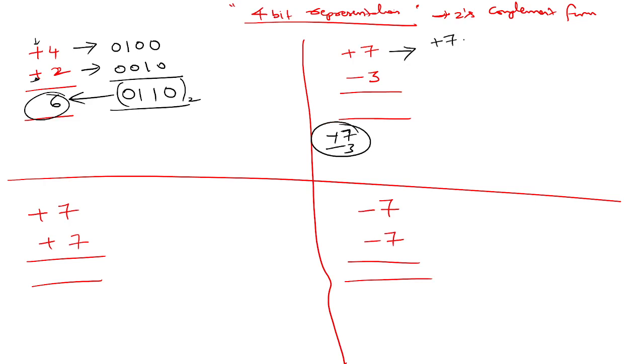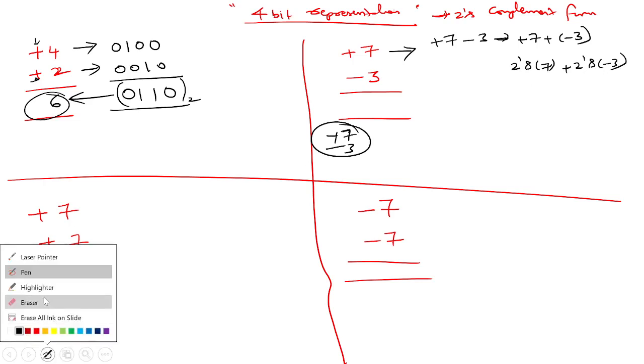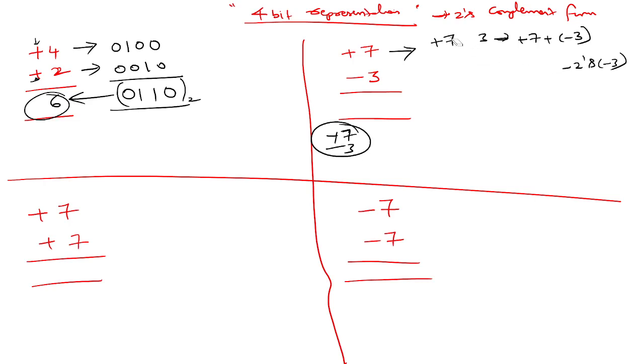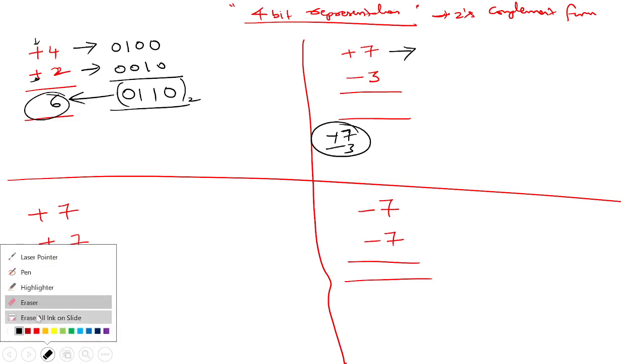Now this +7 -3, I can write as +7 plus -3. Instead of subtracting it, I can just add the -3 representation to 7. So if I do 2's complement, it is the 2's complement of 7 plus the 2's complement of -3. This is 2's complement addition, okay? You understood the concept, right?